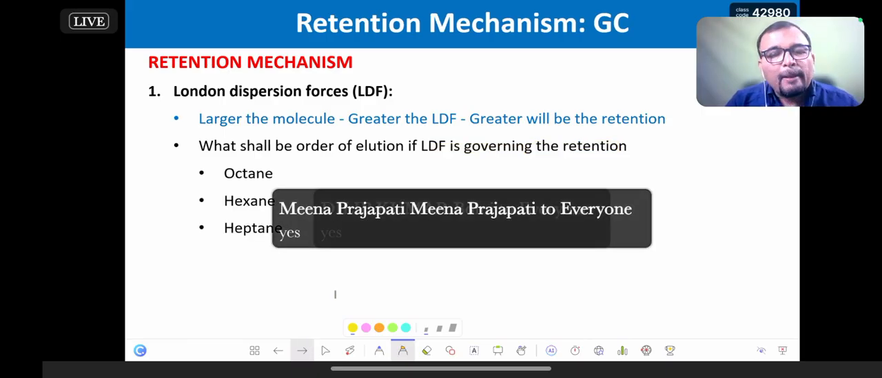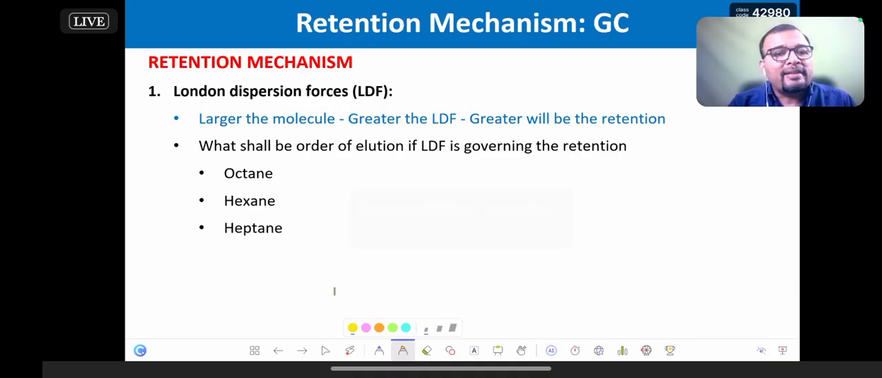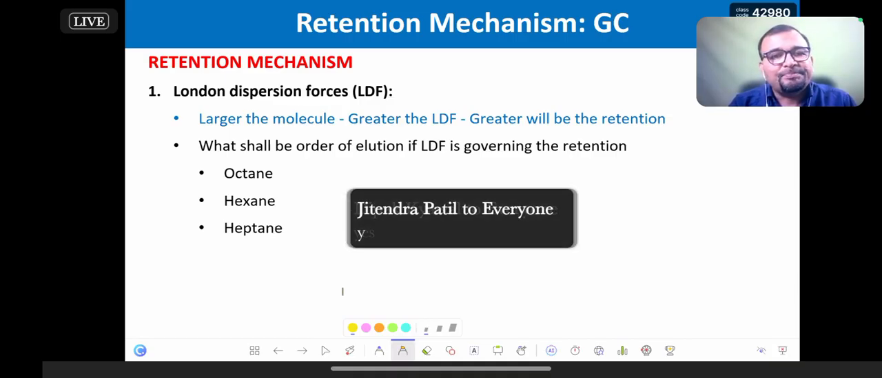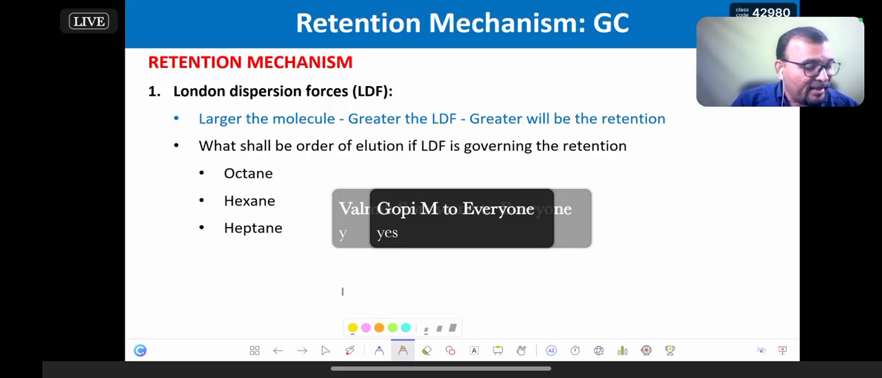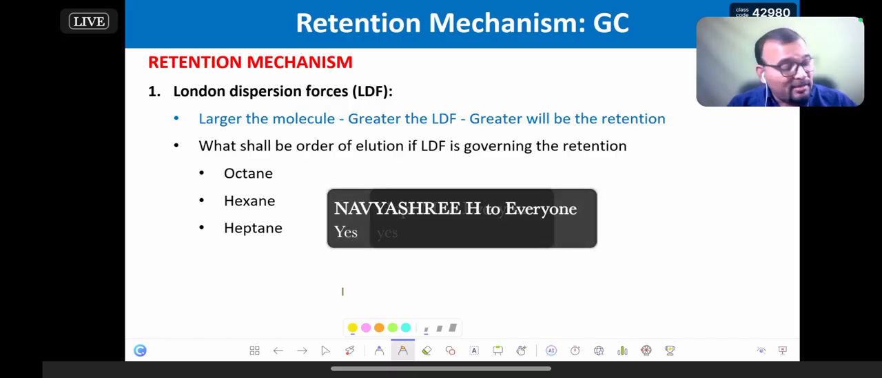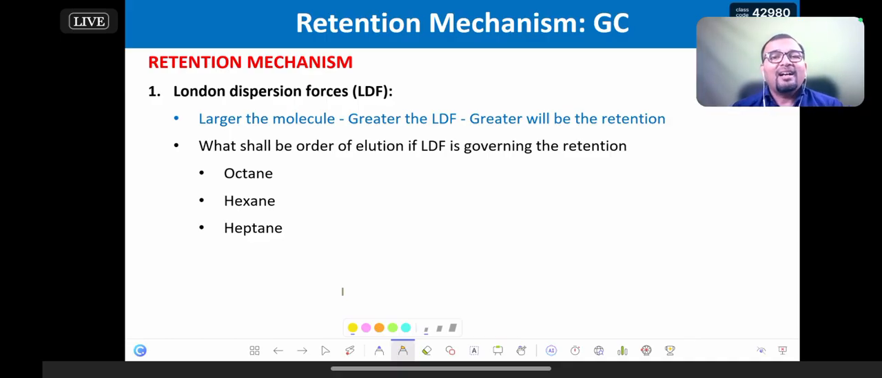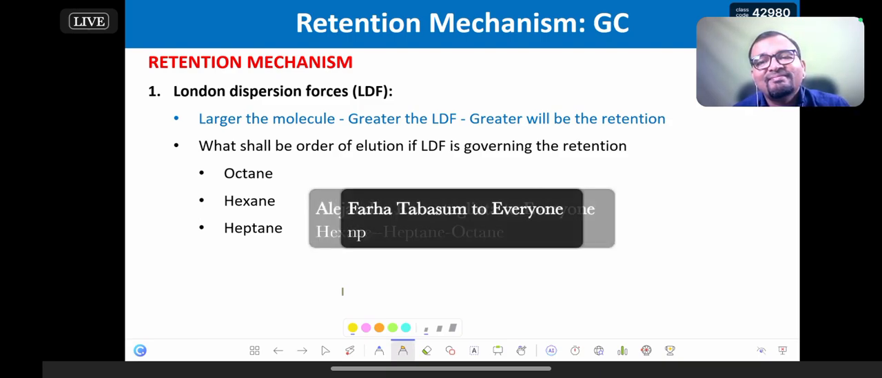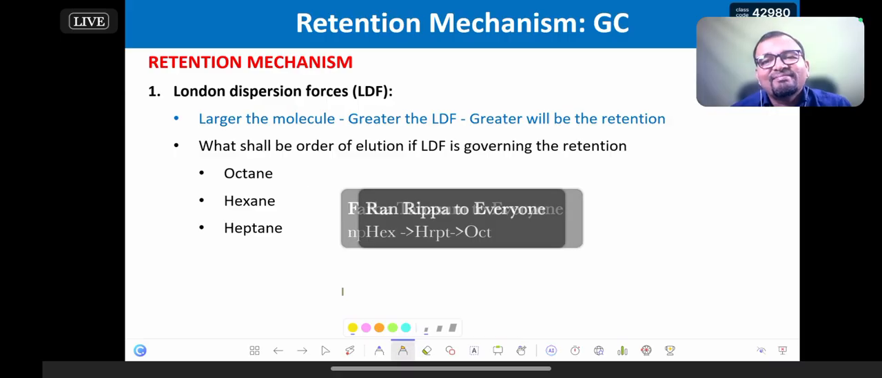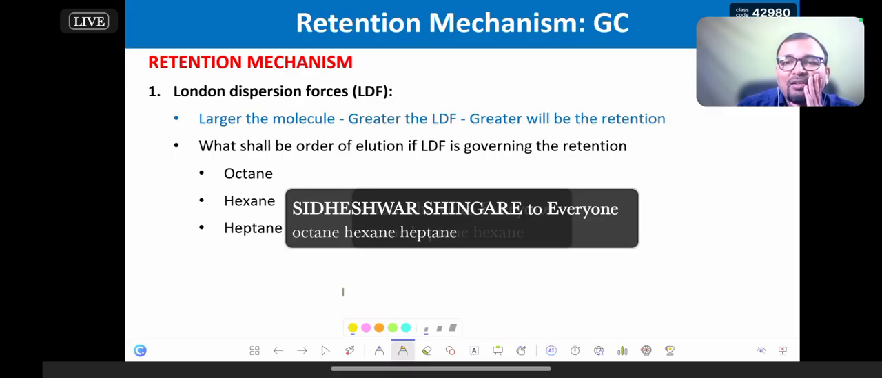So these are three molecules: octane, hexane, and heptane. Please tell me the order of elution of these three compounds. In case of London dispersion force, all are non-polar, but are they equally non-polar? What is the order of elution? Hexane, heptane, octane. Octane, hexane, heptane.